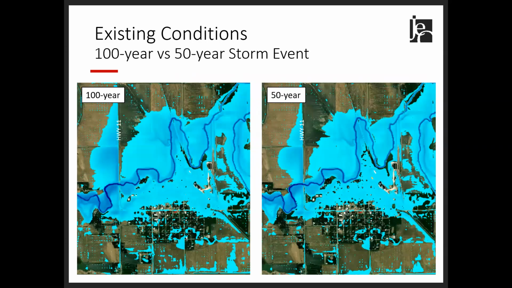What we're looking at here is the difference between the 100-year and the 500-year storm. Basically, the flood extents are similar. However, on the 50-year, the depths are not quite as deep, as the flooding is only approximately 1 to 2 feet tall.